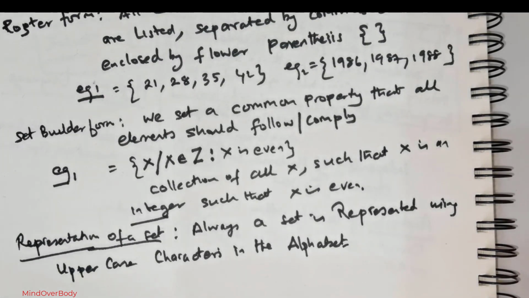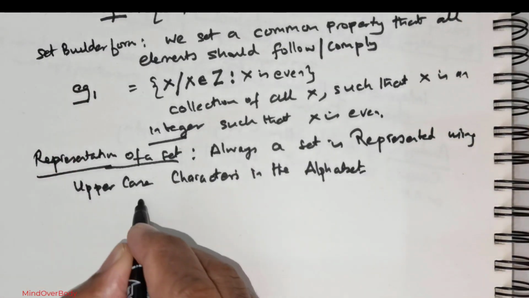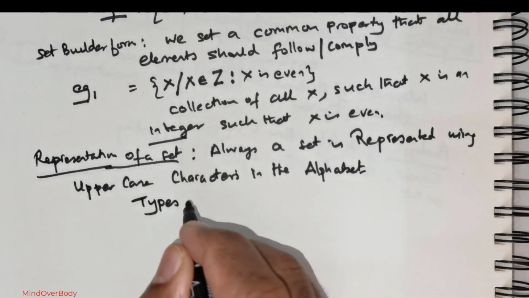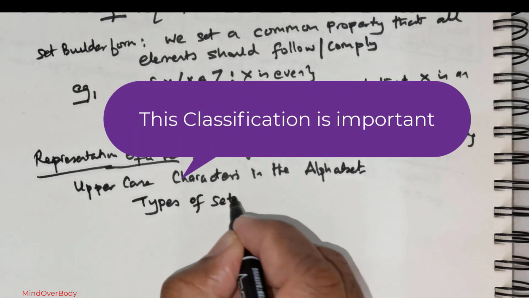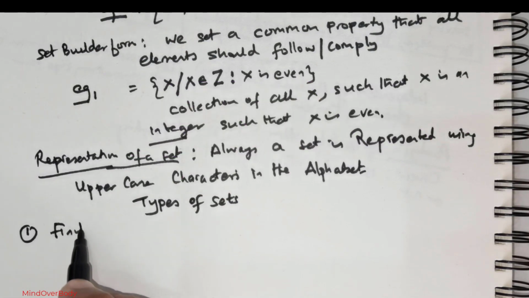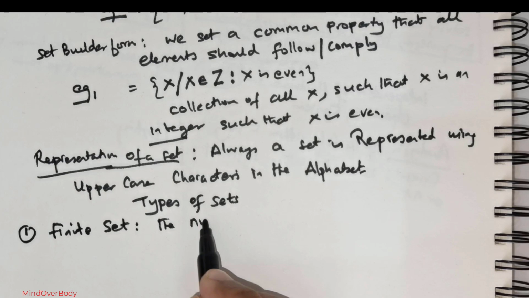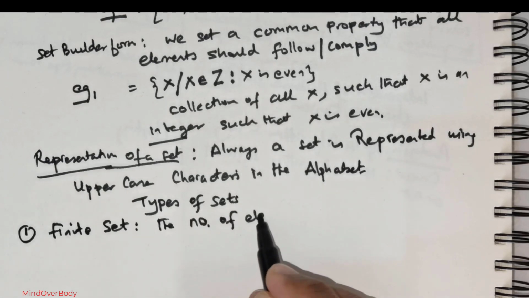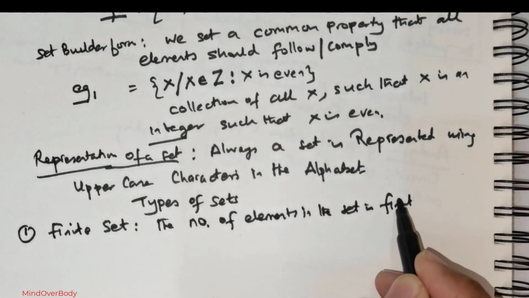Now the next important information that you have to know is what are the different types of sets that are available. I just started off saying finite and infinite, if you remember. Now I will present all the other concepts connected with types of sets. So what are the types of sets we got? Number 1, finite set. What is a finite set? The number of elements in the set is finite. That is the simplest way.